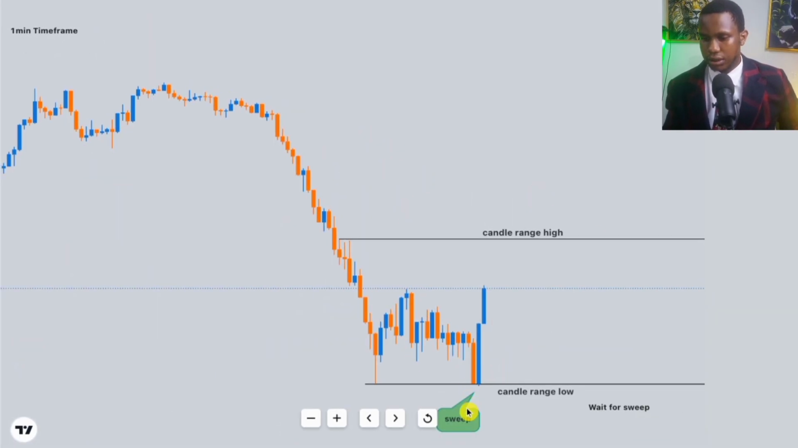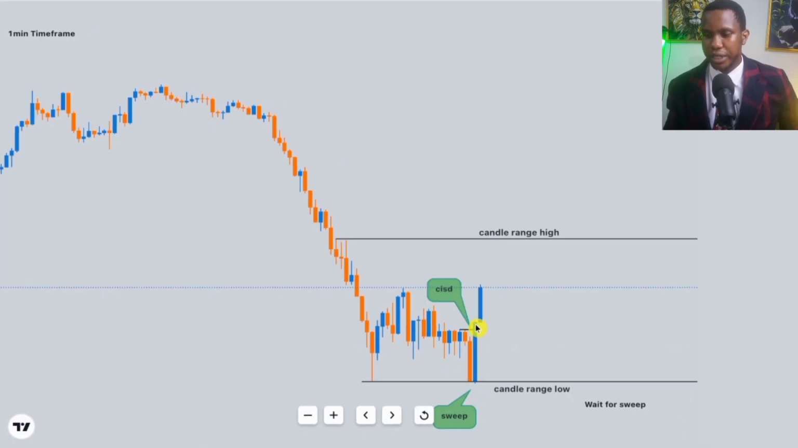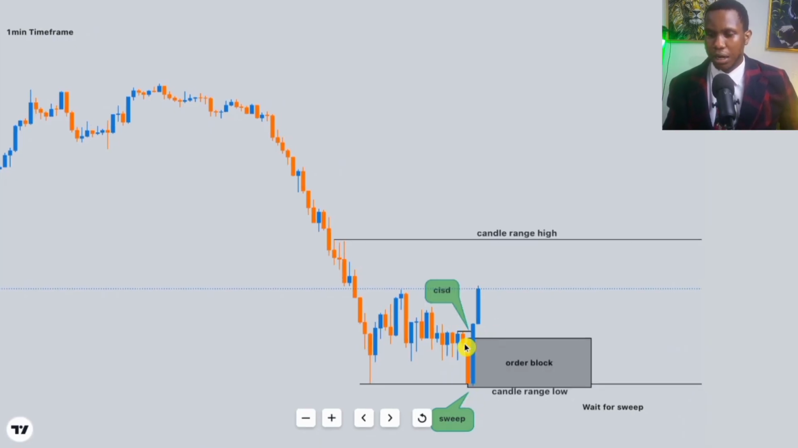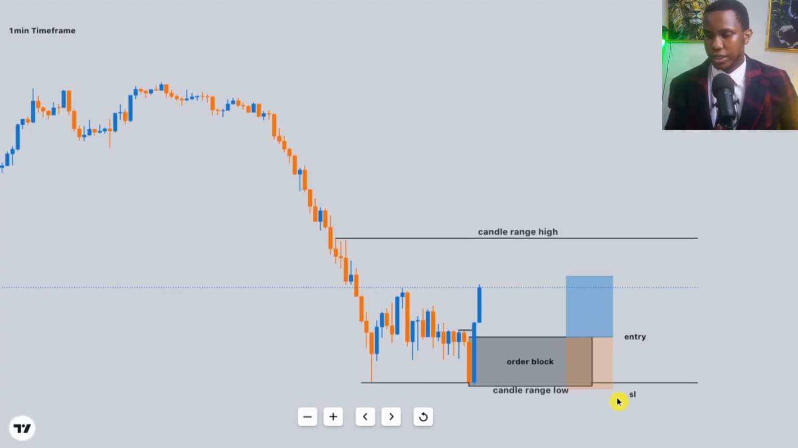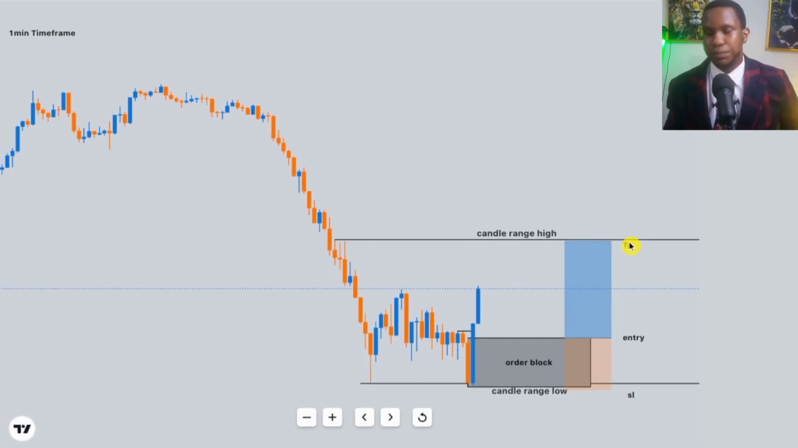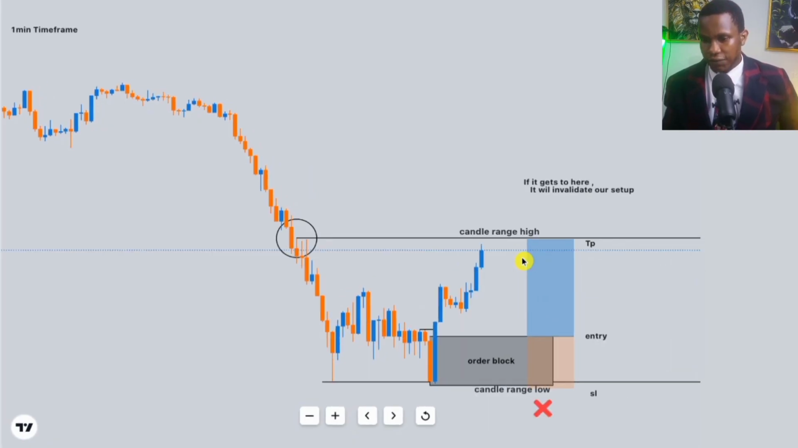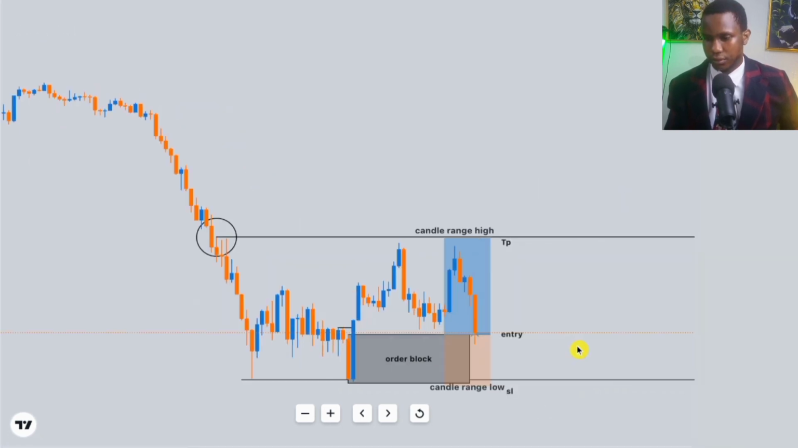And this is our sweep and it's also made a change in state of delivery, mark out an order block level. I'll make my entry here, stop loss below here, target this candle range high for TP and let's see how the trade unfolds, traders. If it gets to this candle range high using our rule, it will invalidate this our setup. We are in the setup, traders.